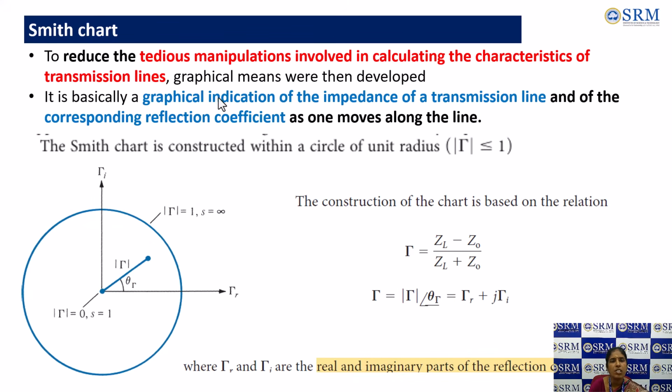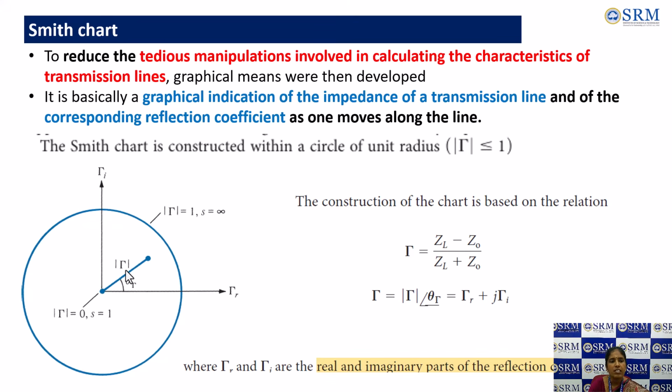So, in transmission lines, there are tedious manipulations involved in computing the characteristics such as reflection coefficient, VSWR, and input impedance of a transmission line. So, by means of Smith chart, we are going to reduce the tedious manipulations involved there. And this Smith chart is nothing but a graphical representation of impedance of the transmission line and corresponding reflection coefficient.